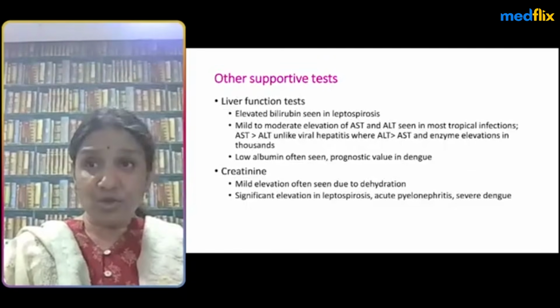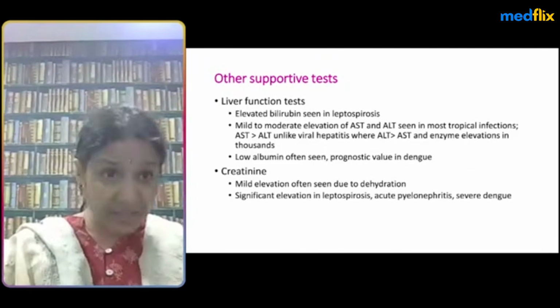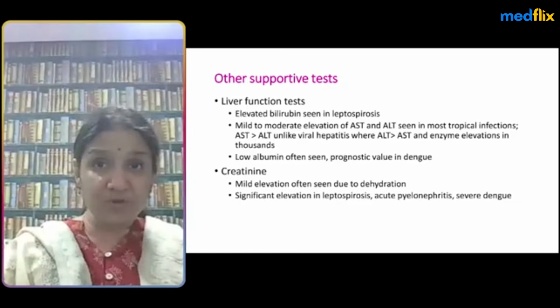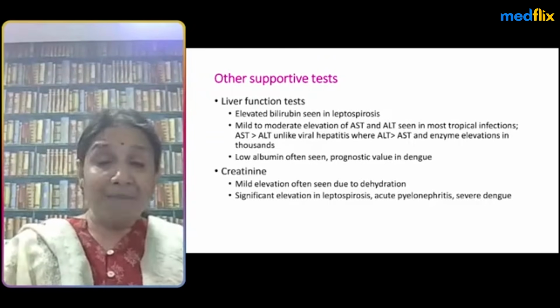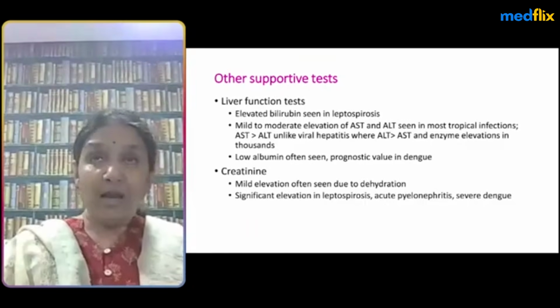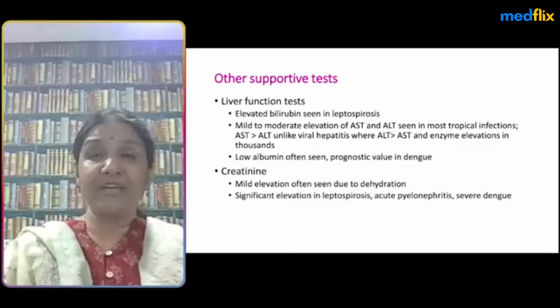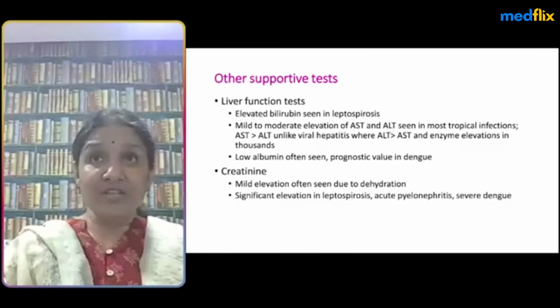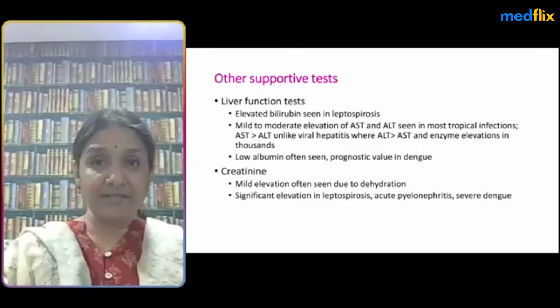What are the other tests you must do in these patients? Liver function tests. Because elevated bilirubin you can see in leptospirosis. You can get very high bilirubin levels, and mild elevation of SGOT and SGPT you can see in all tropical infections. Of course, if your SGOT is more than SGPT, it indicates dengue, malaria, rickettsia, etc. But if your SGPT is more than SGOT and the values are in thousands, it mostly indicates viral hepatitis.